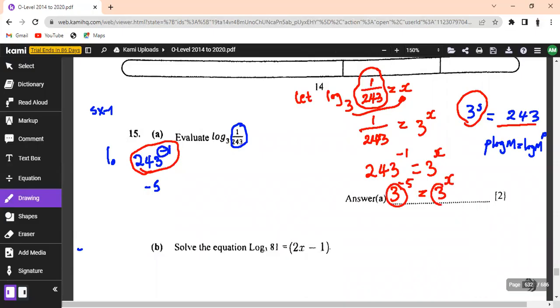We know that when the bases are the same, it means the exponents are the same. So x is going to give us minus what? Minus 5. So on your answer, you just write minus 5. You don't write x is equal to minus 5. On the part that you're given to write your answer, you just write minus 5. You don't write log this and that is equal to, just write an answer there. Okay, so that was it, guys, on this part.